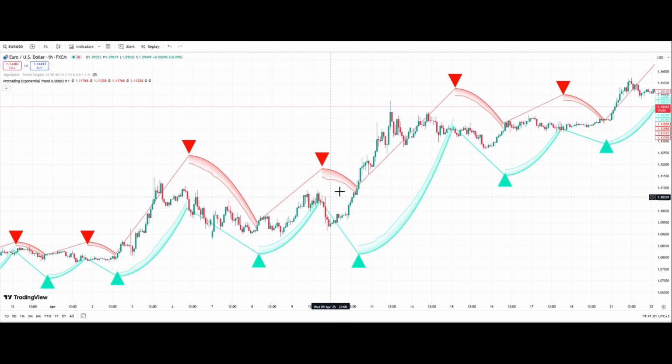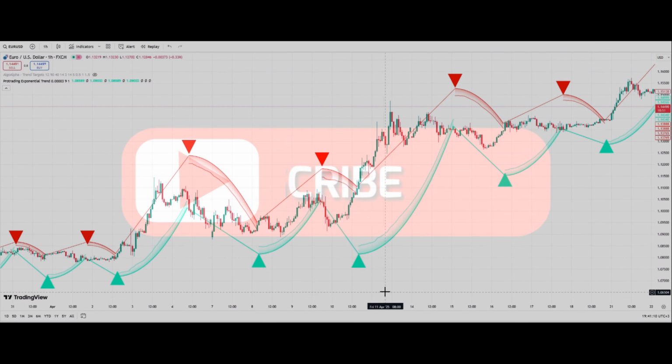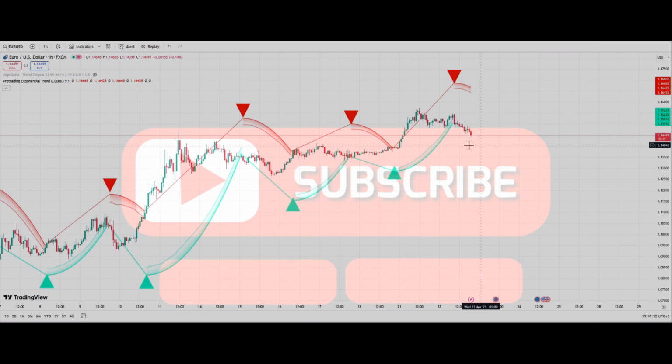Sometimes you make some loss, but it's going to be very small, because the indicator is detecting the trend. You see, once you have a trend up, it will detect it. Once you have a trend down, it will detect it. So this is how the indicator is working.